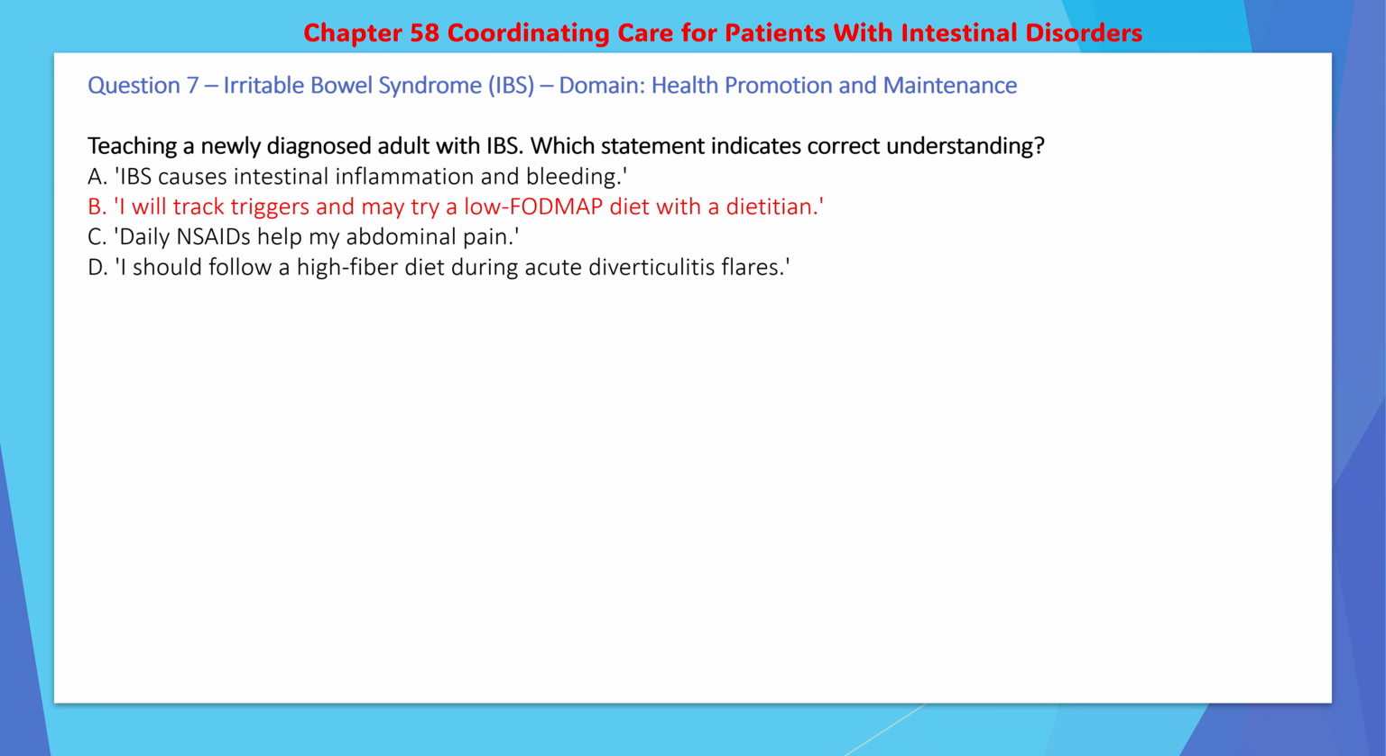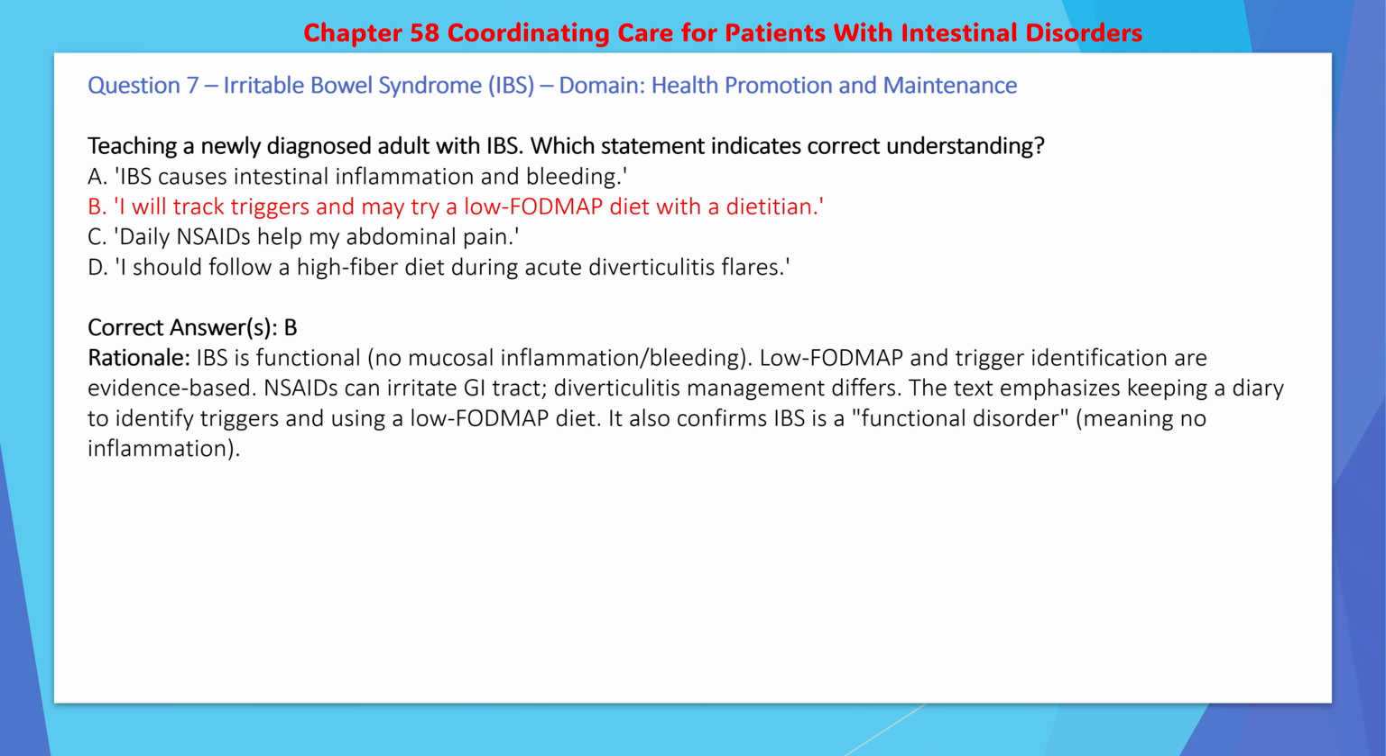Correct answer is I will track triggers and may try a low FODMAP diet with a dietitian. I have it in examples. So IBS is a functional disorder, no mucosal inflammatory bleeding. So the low FODMAP diet and trigger identification are evidence-based, so diary, right?